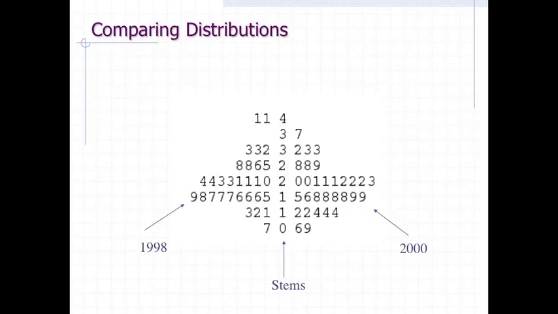The stems are in the middle. The leaves to the left are the data of the 1998 season, and the leaves to the right are for the 2000 season data. For example, the second to last row shows that in 1998 there were teams with 11, 12, and 13 touchdown passes, and in 2000 there were 2 teams with 12 and 3 teams with 14 touchdown passes.